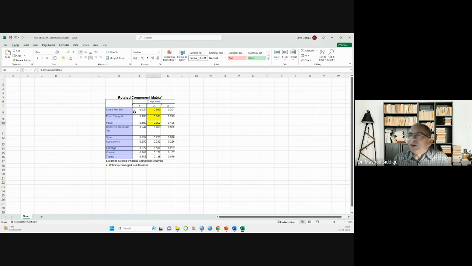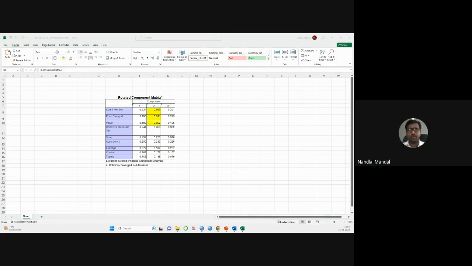So here, count per box is showing the highest correlation or highest factor loading with component 2. So it is being placed in principal component 2 or factor 2. This price chart is showing substantially high correlation with principal component 2. So it is being placed in principal component 2. In the same way, value has been placed in principal component 2. Is it okay? Is it okay, class? Okay, sir.